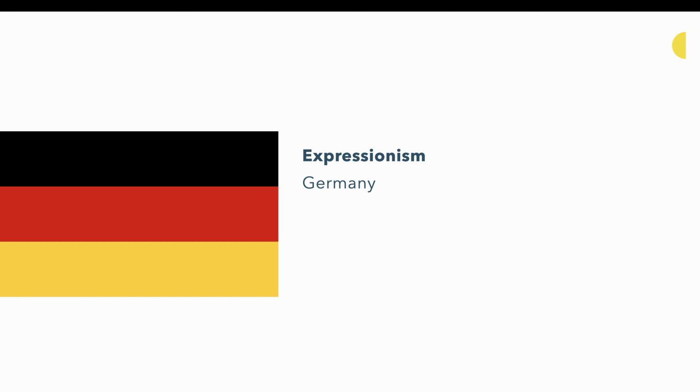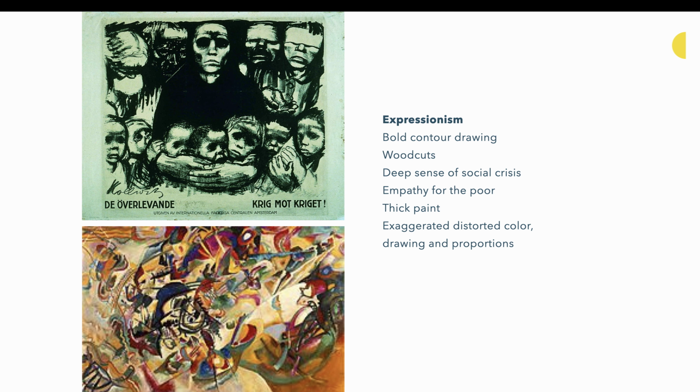Expressionism, the last style, comes from Germany. And you might see typography in a piece like the one on top, which would tell you what you're looking at. We've got bold contour drawing and woodcuts in Die Brücke. There are two types of expressionism, Die Brücke and Der Blaue Reiter. And in Die Brücke, it looks like a woodcut. We see a deep sense of social crisis. We feel a lot of empathy for the suffering of that woman and all of those children and the old people that are pictured there.